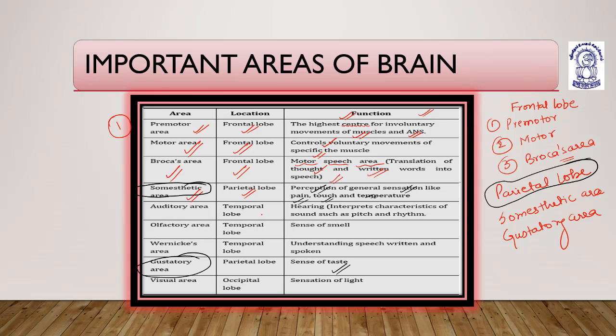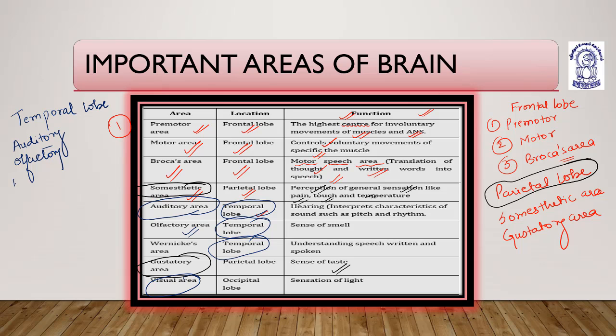Then auditory area located in the temporal lobe. Olfactory area, temporal lobe, Wernicke's area, temporal lobe, visual area, occipital lobe. So temporal lobe is having Wernicke's area, auditory area, and olfactory area.